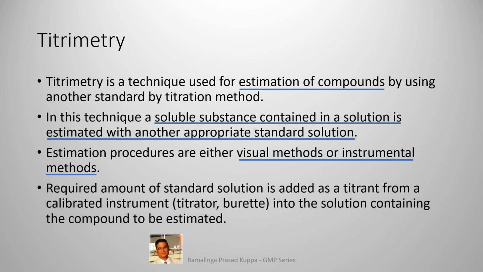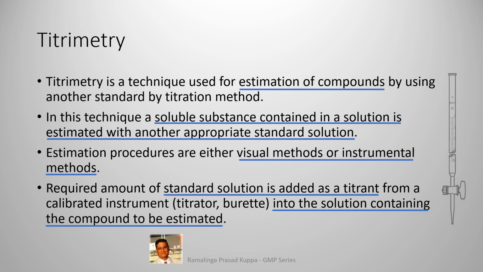The required amount of standard solution is added as a titrant from a calibrated instrument, a titrator or a burette, into the solution containing the compound to be estimated. The selection of burette must consider that at least 30% of the titrant is consumed for achieving accurate titration results. This is a typical burette.